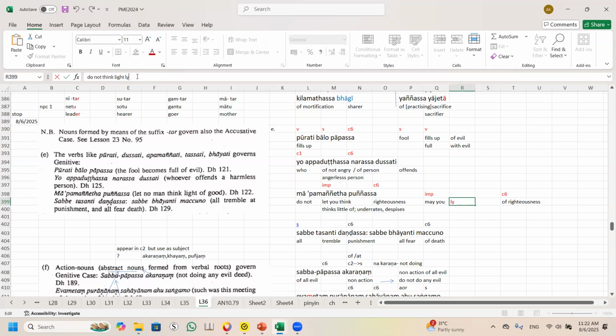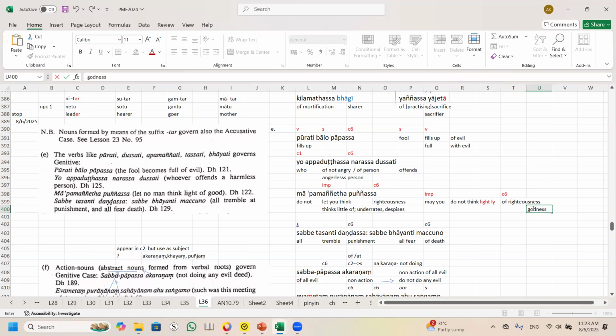This word is not there. So "may you" means don't think lightly. This is "I added of righteous." So this one you have. That means he's trying to say you don't underrate goodness. Punya can be translated as goodness.